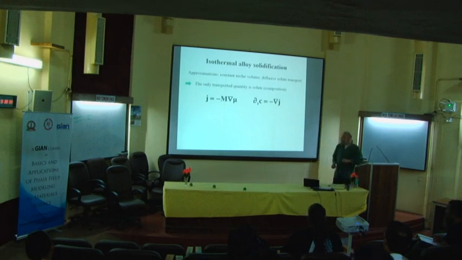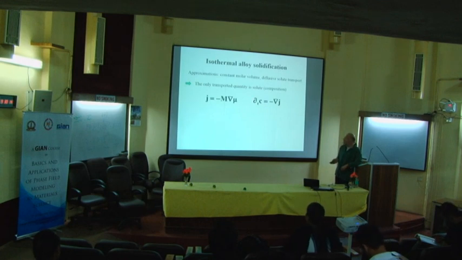And just like for the Cahn-Hilliard model, of course, we can use our general description from out of equilibrium thermodynamics. The solute currents are given by the negative gradient of the chemical potential times the atomic mobility. And the composition obeys a conservation law, so the time derivative of the concentration is the divergence of the current. So all of this is exactly like in the Cahn-Hilliard equation.